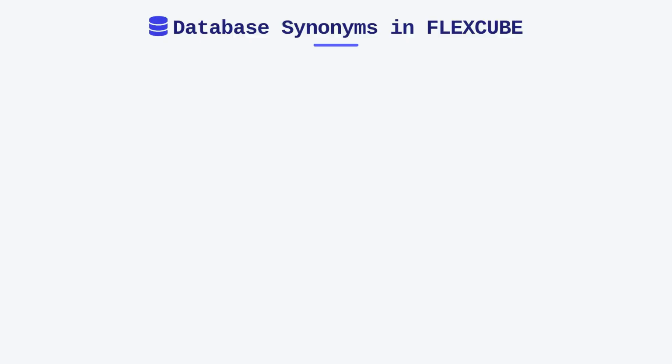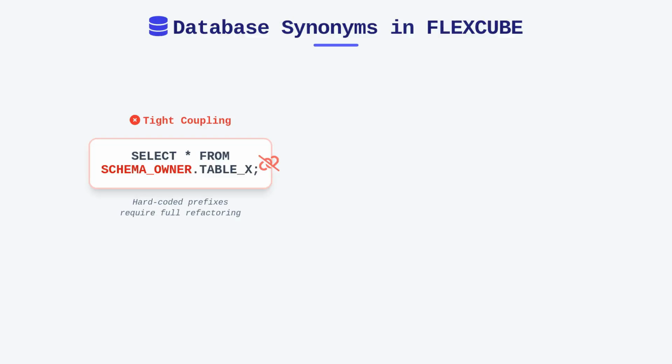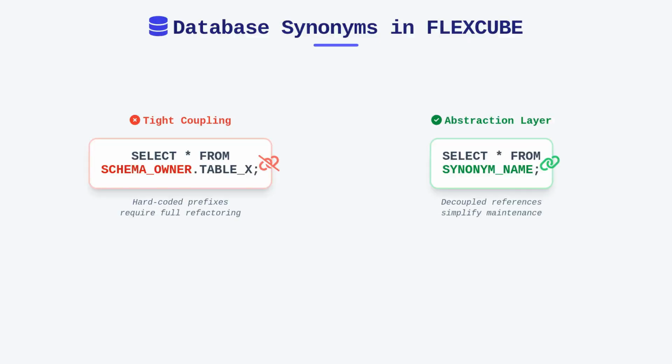Synonyms provide an abstraction layer that allows us to reference database objects without being tethered to a specific schema owner. When you query a table, you do not want your application code to rely on hard-coded schema prefixes, as this introduces tight coupling. Instead, by creating a synonym, we create an alias. If the underlying schema owner changes or if the object is moved, we only need to update the synonym definition rather than refactoring the entire codebase.